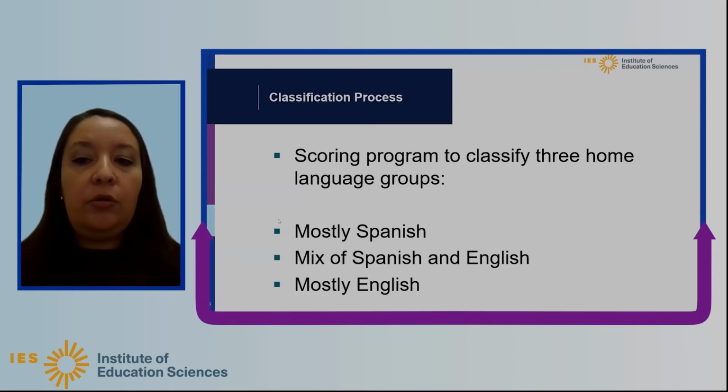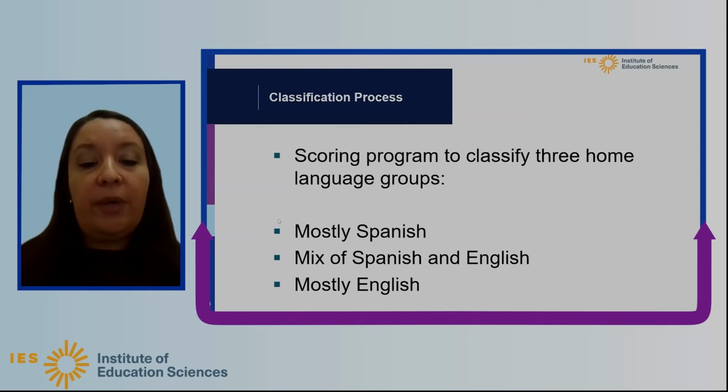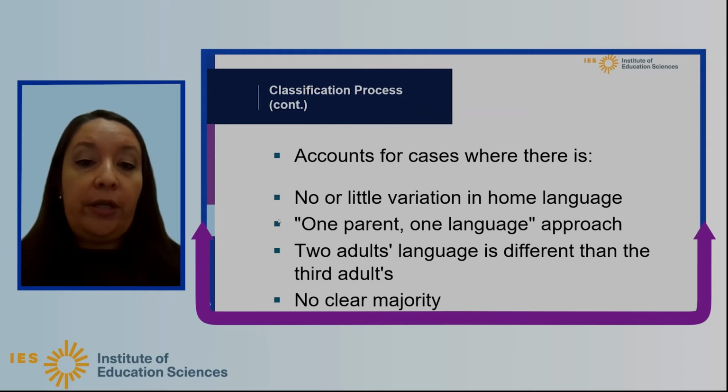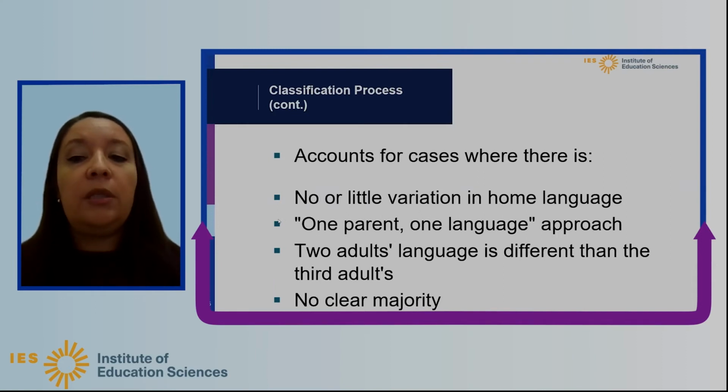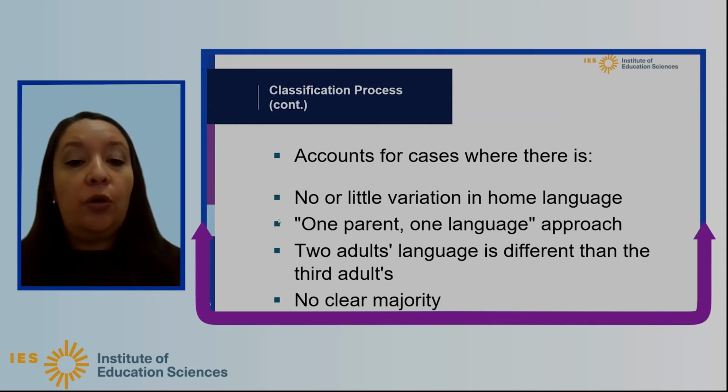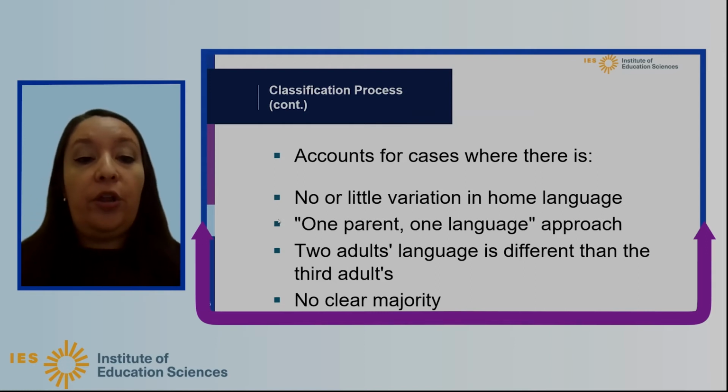Our team developed a scoring program to use the information from the 6 HLS questions to classify students into one of 3 home language groups: mostly Spanish, a mix of Spanish and English, and mostly English. We wanted our scoring program to account for different situations, especially given, like I said, the heterogeneity in the population. So one situation is a pretty straightforward one where there could be no or little variation in the home language. For instance, a family might primarily speak Spanish across all the language partners. But we also wanted to account for other situations that could be present in multilingual homes, such as when families might choose a one parent, one language type of approach, or other families might have a different situation where 2 adults are pretty much using the same language, but that's different from what a 3rd adult, like a grandparent, might be using. And then in other families, there just might not be a very clear majority on what the language is.